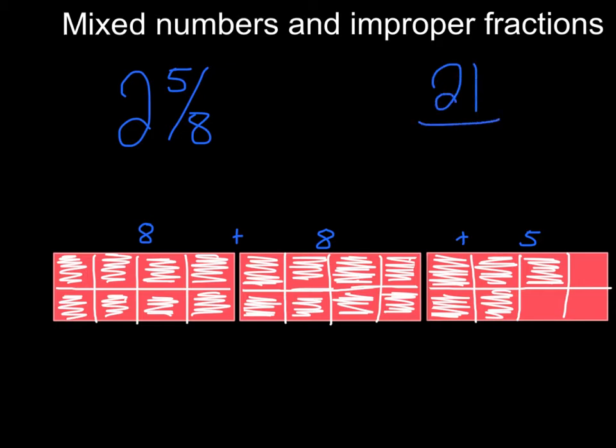So my numerator is how many total pieces there are. The denominator is how many pieces it takes to make one whole shape. So one of these whole rectangles, how many pieces does it take? Well, it takes 8 pieces. So as an improper fraction, we would say we have 21 eighths, 21 pieces that are each 1/8 in size.